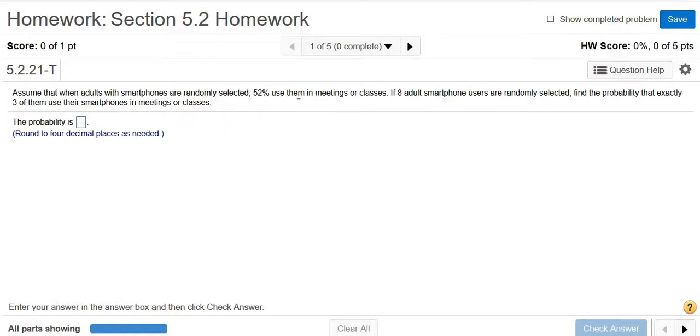Okay, so this is a binomial probability question because people either use their smartphone or they don't use their smartphone. So you have 2 possible options. Also, they give us 8. 8 is the number of trials. We have 8 adults total, okay?